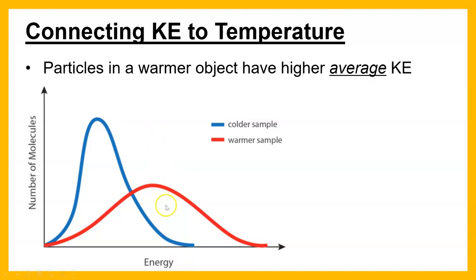Do you see here the peak where the most number of molecules are going? They're going this fast compared to the peak over here. On average, more molecules are going faster in the warmer sample. It's very important, that word average. AP Chem loves to ding people on not mentioning that there's this distribution, that it is an average.